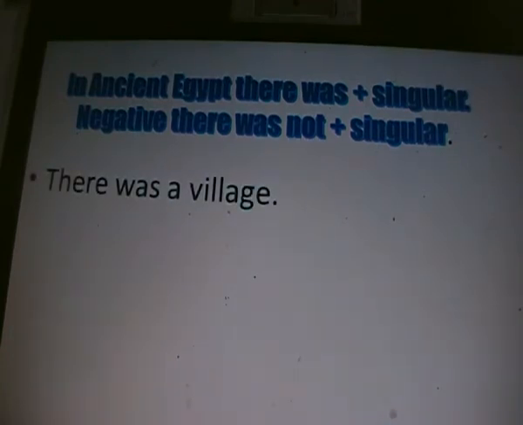In ancient Egypt, there was singular. So when I speak about the past, I use there was with singular, or in the negative, I use there wasn't. So there was or there wasn't plus singular. كان يوجد أو كان موجود in Arabic. For example, there was a village.